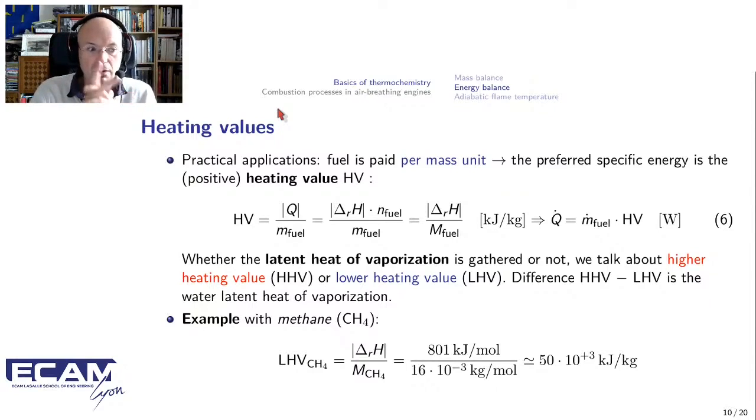Some important detail: by definition in chemistry, the enthalpy variation of an exothermic reaction is negative. But in engineering, we don't like to manipulate this kind of negative sign because it's a source of mistakes, so we suppose it's positive. A heating value is always a positive value, with no minus sign. So when you go from the heat of reaction to the heating value, you use the absolute value because it's always positive.